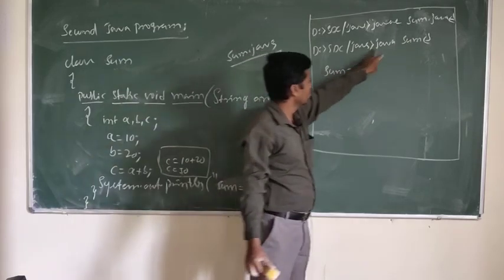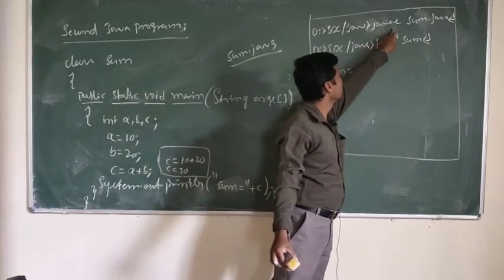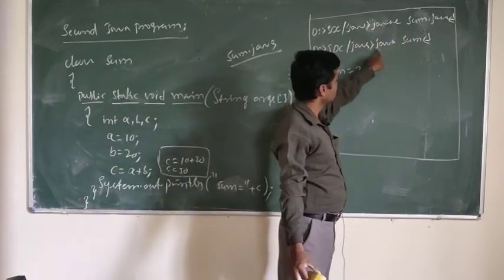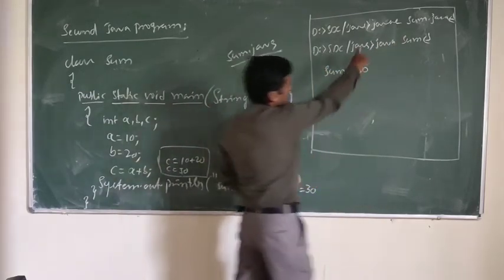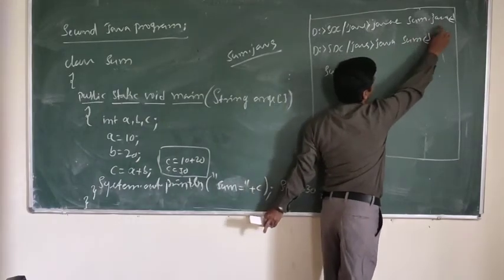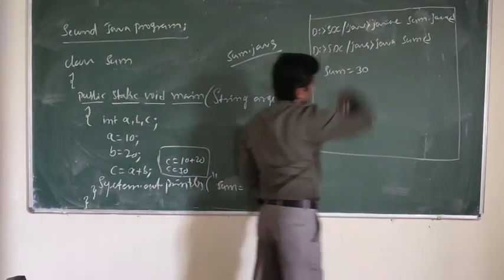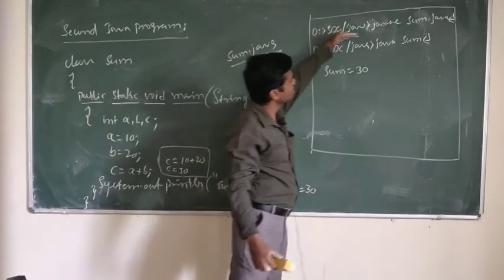To compile your Java program, use the javac command. To run the Java program, use java. That is, javac is the compiler to compile your Java program. Java is the interpreter to run the Java program. Understood? javac space filename.java, then enter. Then it will start compilation. If any errors are there, it will display the list of errors.